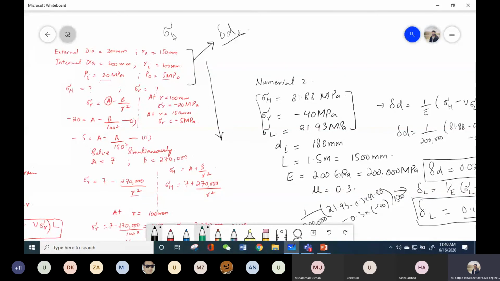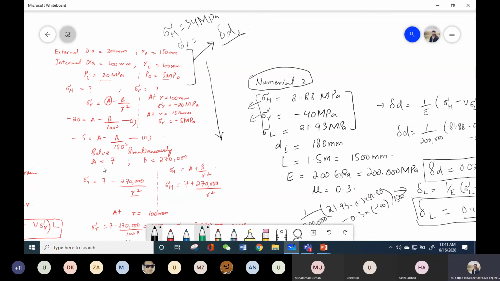For example, we had 34 megapascal as hoop stress and radial stress. Using these values, you will calculate the change in external diameter, because you already know the external radius as well. You can't do that in this question, because in this question you have been provided the stresses, but there isn't enough information to figure out the values of stresses at different radii. But in the numerical one, you can do that.